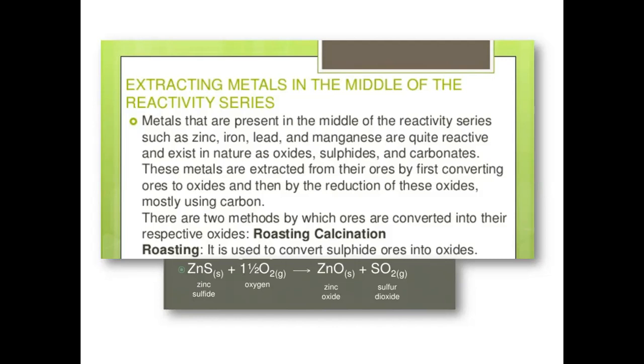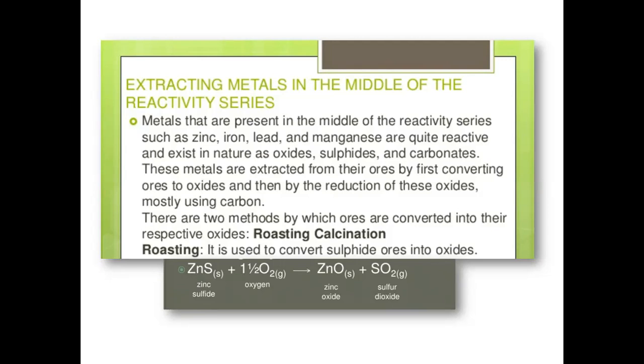So these metals are extracted from their ore by first converting ores to oxide, and then by reduction. This step is very important, students. Reduction of these oxides is done by a reducing agent such as carbon or carbon monoxide. So first of all, I'll tell you about these two processes. First is roasting and then the other is calcination.